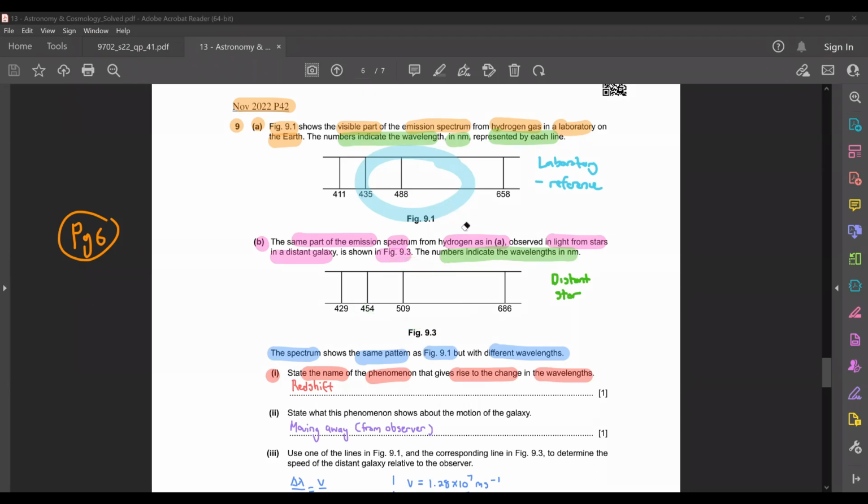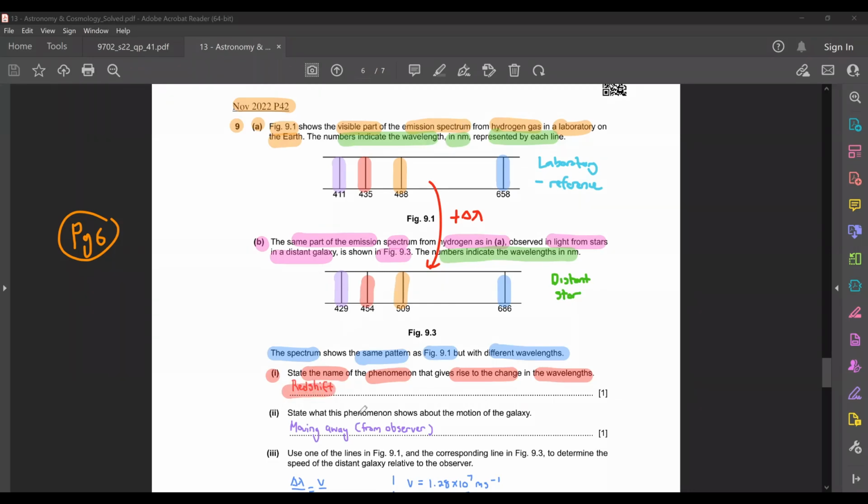So if you look at the reference emission spectrum and the emission spectrum from the distant star, look at the lines one by one. The first line is 411 nanometers, then it became 429 nanometers, and then the next one is 435 nanometers, it eventually became 454 nanometers, and then you have 418 nanometers here, it became 509 nanometers, and then for the last one, you have 615 nanometers, it becomes 686 nanometers. So overall, you can see that there's actually an increase in wavelength. So since there's an increase in apparent wavelength, you know this is actually redshift.